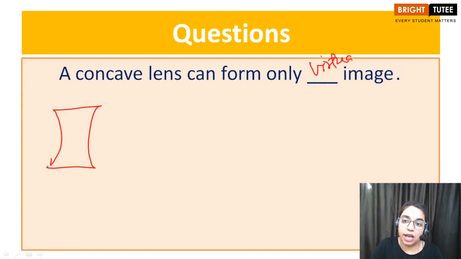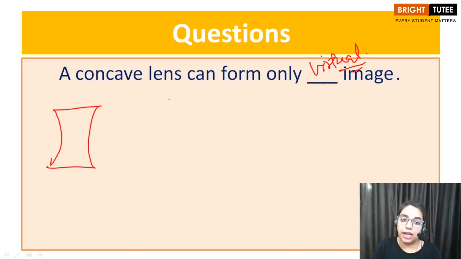Because we know that the image formed by the concave lens cannot be obtained on a screen, the nature of the image formed by a concave lens is always virtual. Okay, so let's move to the next question.